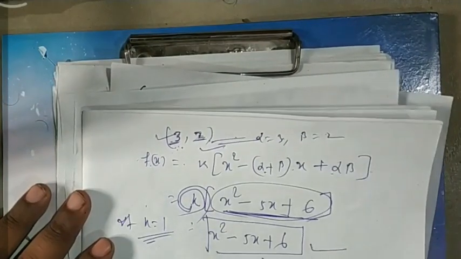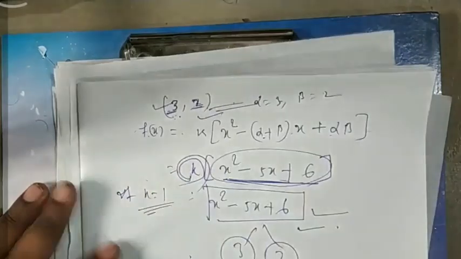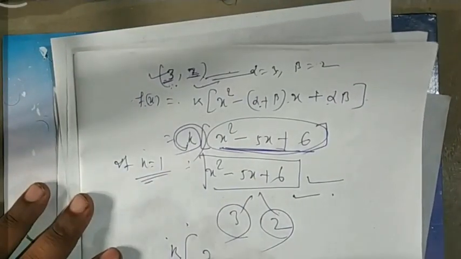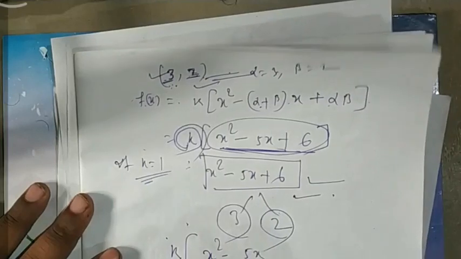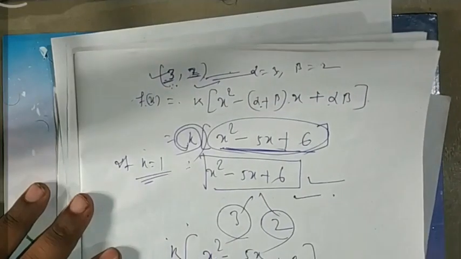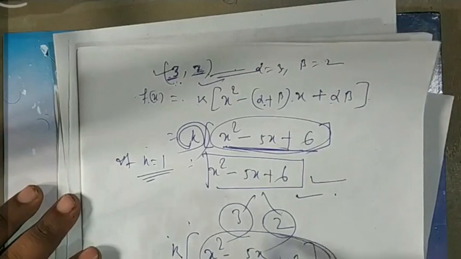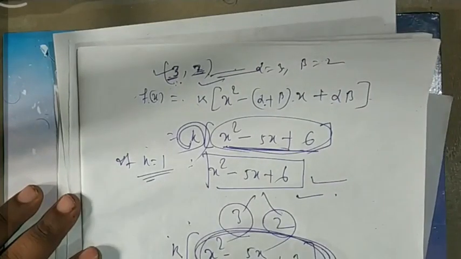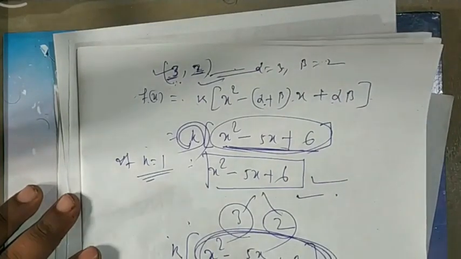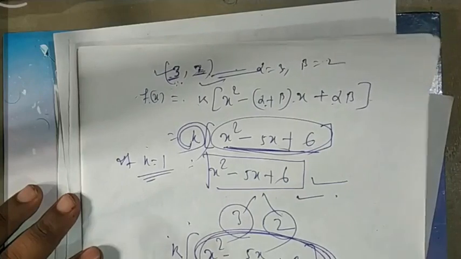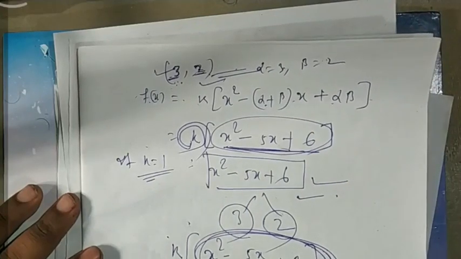Understood? Suppose in the polynomial a form like this is coming: k into x square minus 5x by 4 plus 3. Actually you can write this as the required polynomial. If we want to simplify more, you can take the LCM of the denominators, here LCM is 4, so you take k is equal to 4.